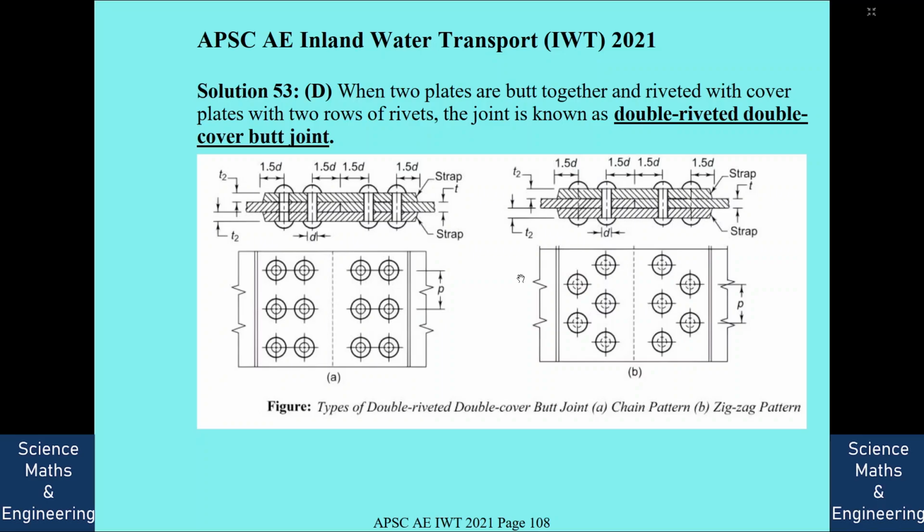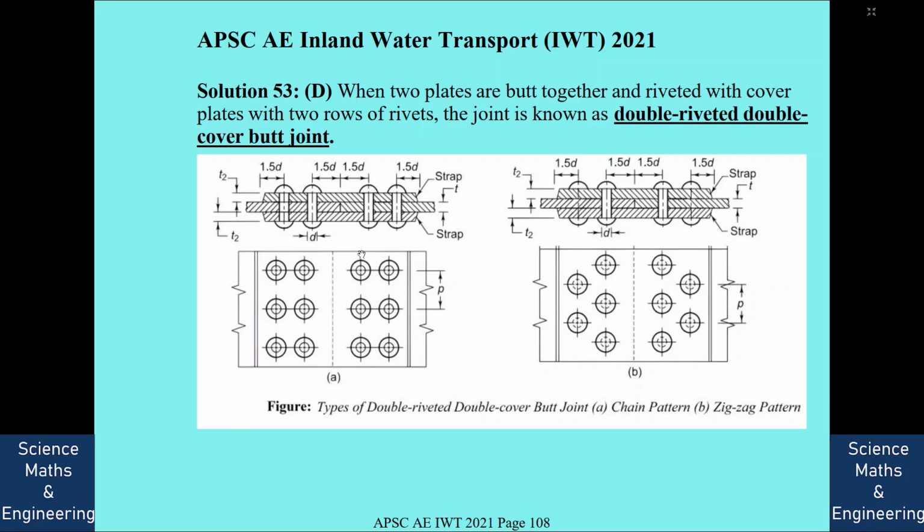See, these are the double riveted, double cover butt joints. This is the chain pattern and this is the zigzag pattern, right? And then here we have two rows of rivets and it is having double cover because it is riveted with cover plates, so both sides are covered, so it is called double riveted double cover butt joint.